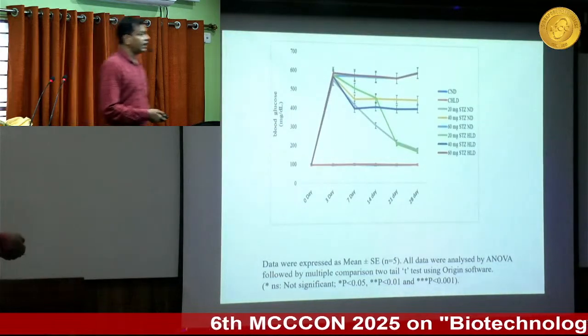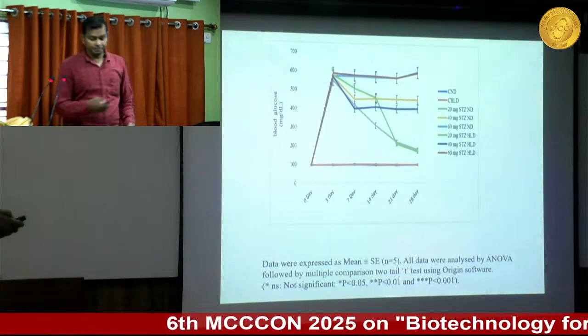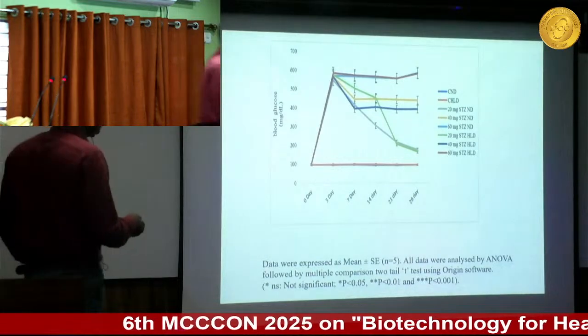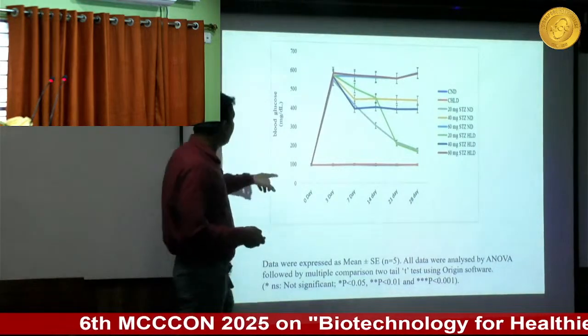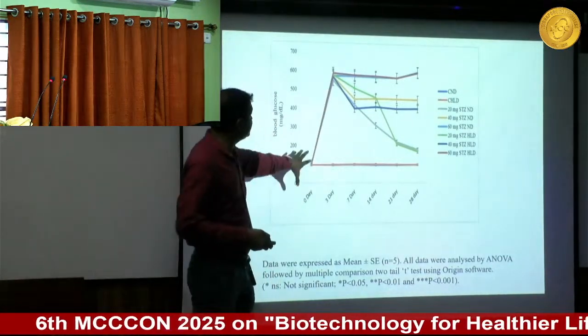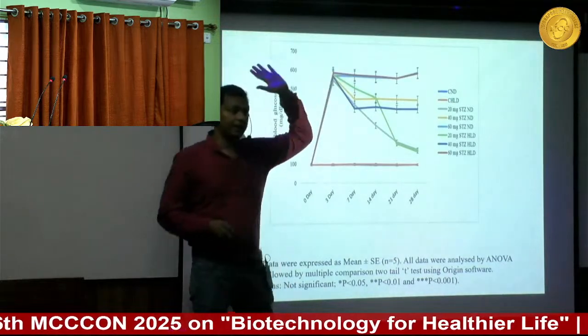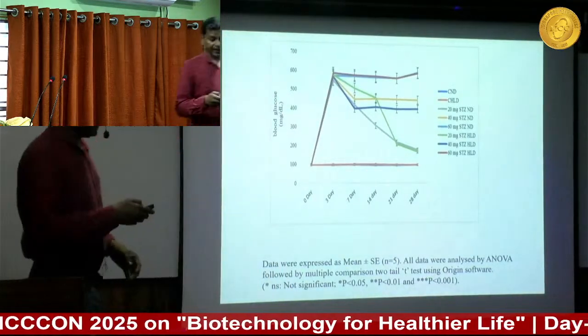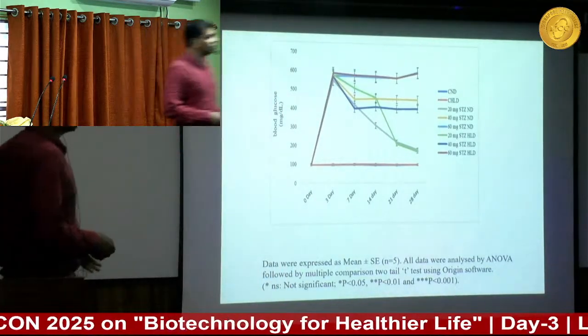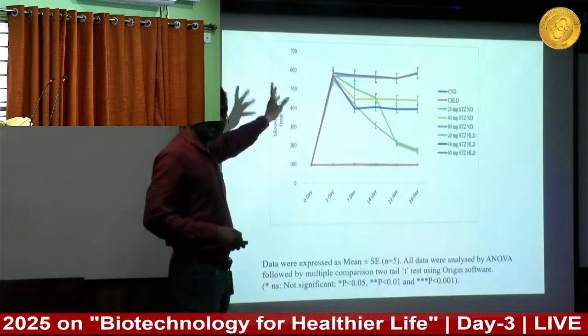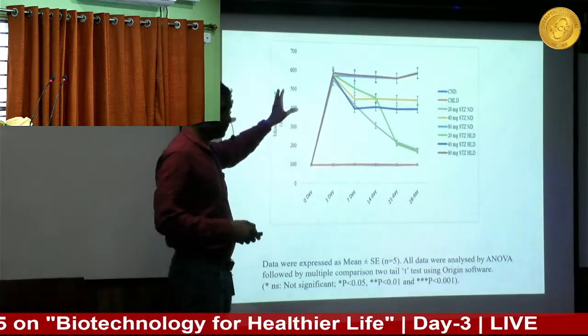Here after STZ injection we can see that after 3 days or 72 hours, the blood glucose of all STZ injected rats rose to near about 600. This is not a treatment experiment, just only experimental.